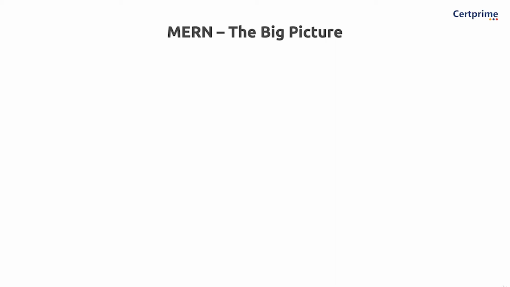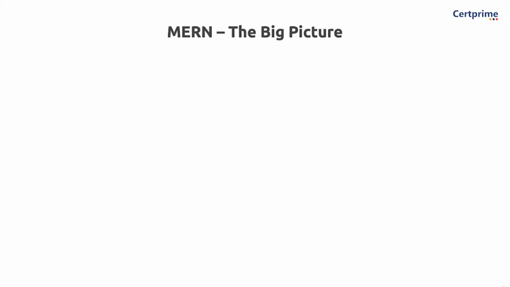MERN, of course, stands for MongoDB, Express, React, and Node. And we want to have these four technologies work together. We want to build a full stack web application where these four technologies are used because they tend to work together really well. But how do they work together?